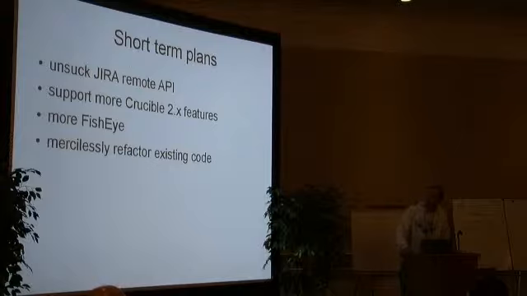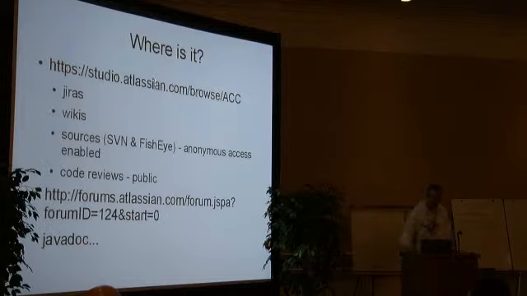Shorter-term plans are, first of all, to drive the JIRA remote API and unsuck it, really. The second thing is to keep pace with new incoming Crucible 2.1 features. A lot of them are there. I discussed today with Eric what we can do. Then add some more FishEye, like the ability to do some remote IQL stuff, search, and so on, retrieve history. And of course, mercilessly refactor existing code to transition from this broken design to the new design without affecting users.